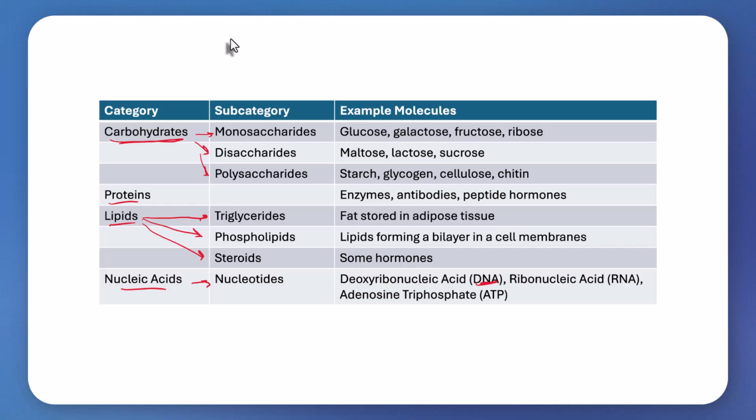DNA is deoxyribonucleic acid, RNA is ribonucleic acid, as well as adenosine triphosphate, ATP, which is the energy currency or the energy molecule found in prokaryote and eukaryote cell biology. Again, we will cover all of these in a lot more detail. This is just an example of different categories and subcategories. You will see every single one of these are carbon-based. Every single one of these are going to have some of those functional groups like amino groups and carboxyl groups and hydroxyl groups.